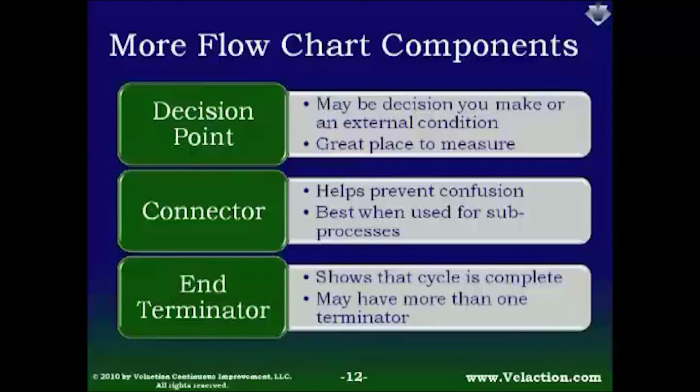And often because of the branching, you may have more than one end terminator. You may have one spot where a customer is handled and satisfied, and another one where the process ends with the customer being referred to a different part of the organization, or something else might happen that doesn't link into the same one, it's just a different outcome.